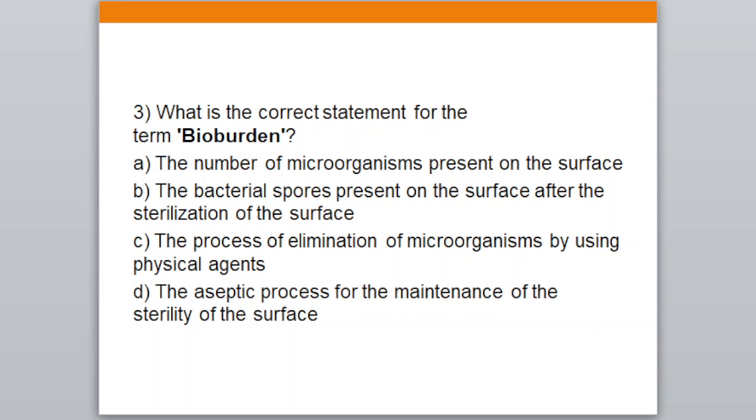Question number 3. What is the correct statement for the term bioburden? Your options are A. The number of microorganisms present on the surface. Option B. The bacterial spores present on the surface after the sterilization of the surface. Option C. The process of elimination of microorganisms by using physical agents. Option D. The aseptic process for the maintenance of the sterility of the surface. So your correct answer is option A. The number of microorganisms present on the surface.